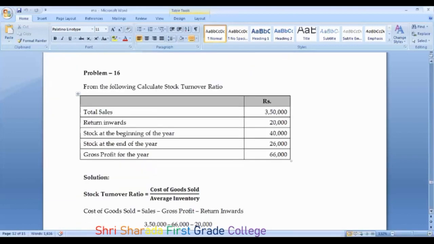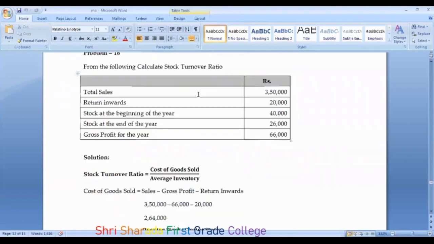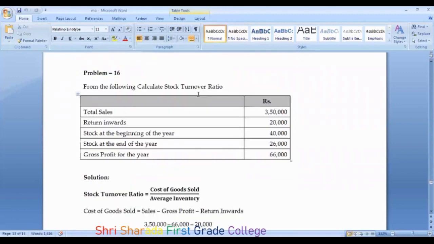Now, from the following, calculate the stock turnover ratio. This is another kind of ratio that we are going to discuss. Till now, we have discussed the current ratio, quick assets ratio, absolute liquidity ratio, debt equity ratio, proprietary ratio, and total assets to debt. Clear? Now, there is a stock turnover ratio that should be computed.